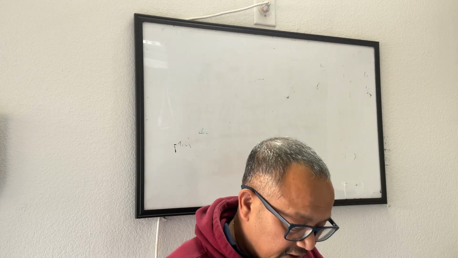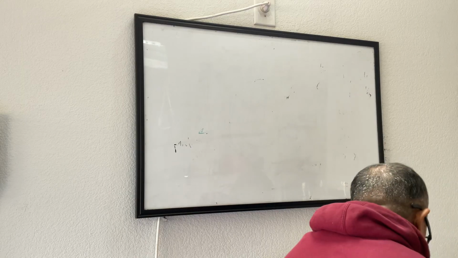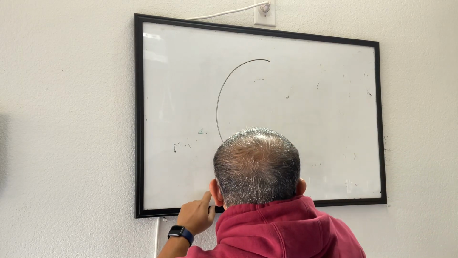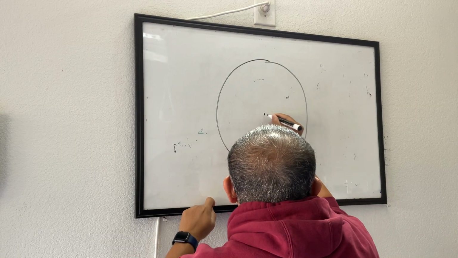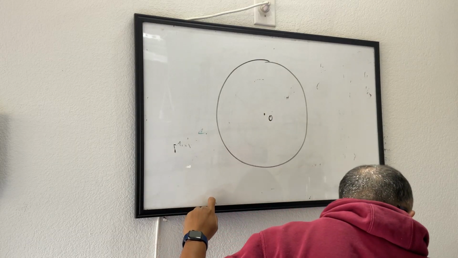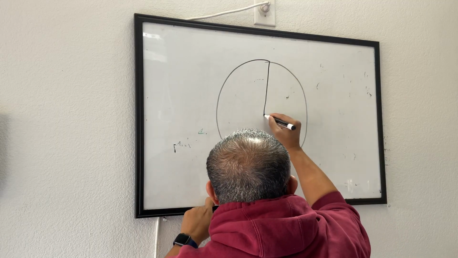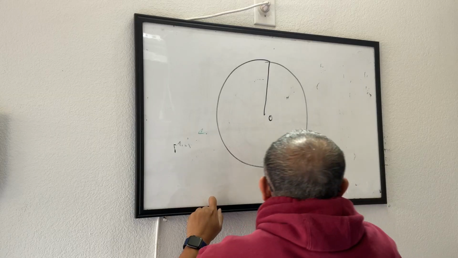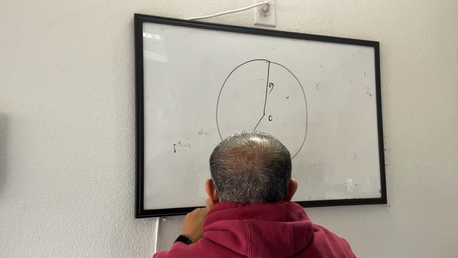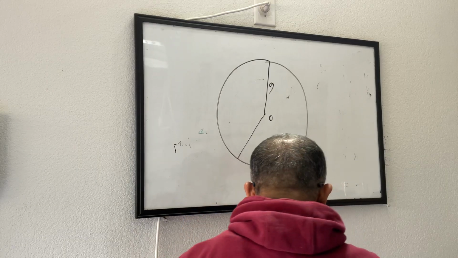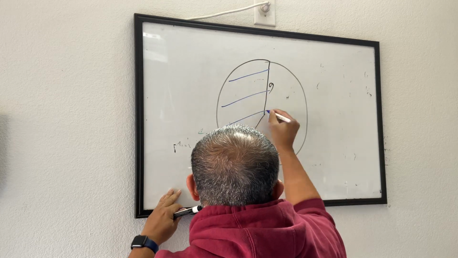Now hear me carefully, okay? So let me first do my magical drawing. This is given as 9, and this region is kind of shaded. So let me shade it.